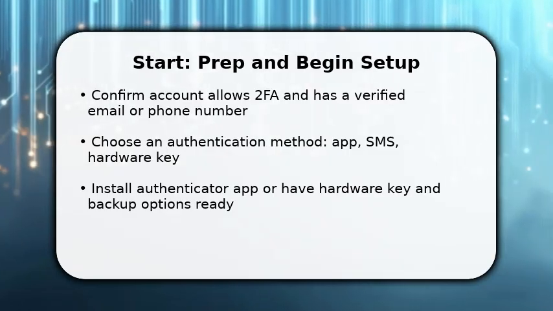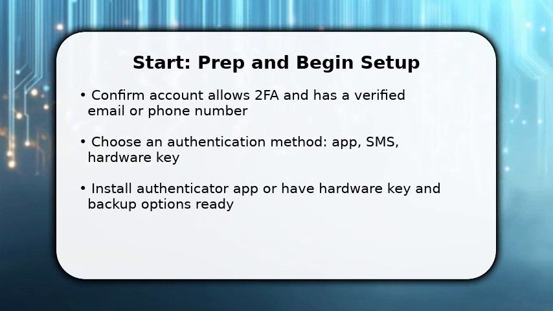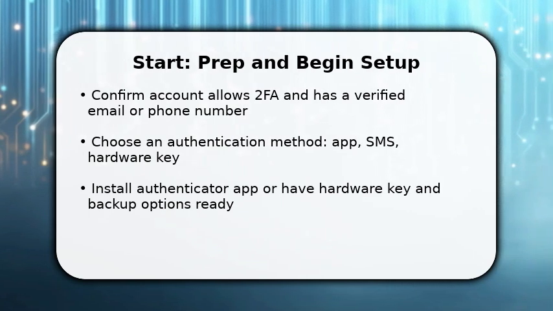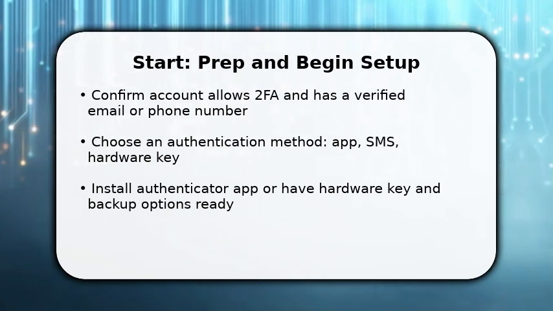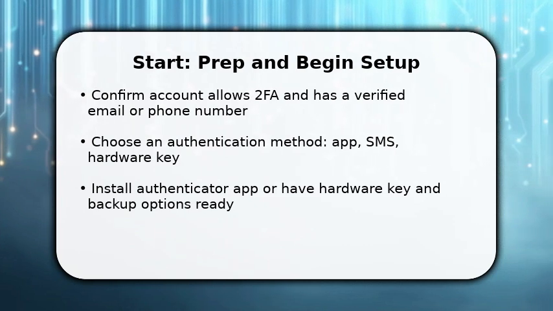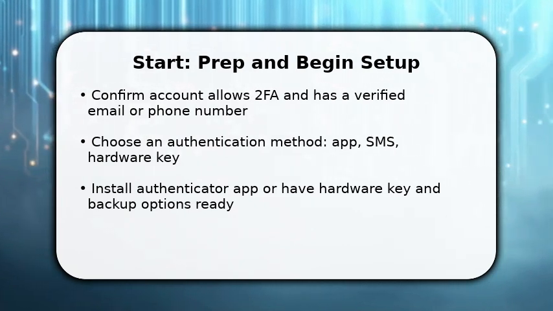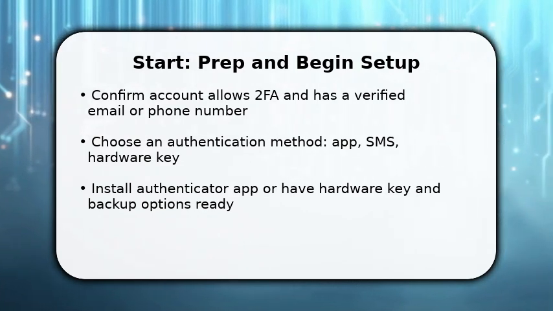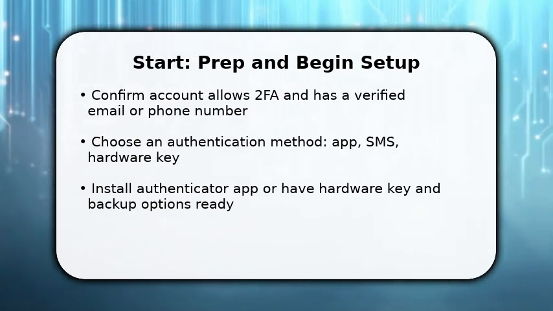You're ready to enable two-factor authentication now. First, sign into the account and go to Security or Login Settings. Find two-factor authentication. Choose your method. Authenticator app is stronger than SMS. Hardware keys are strongest. Once selected, open the Authenticator app or plug in your hardware key.